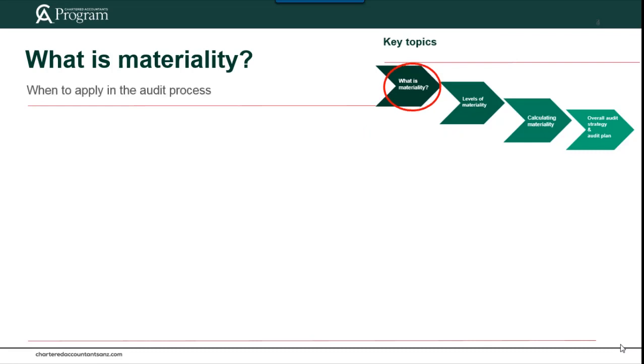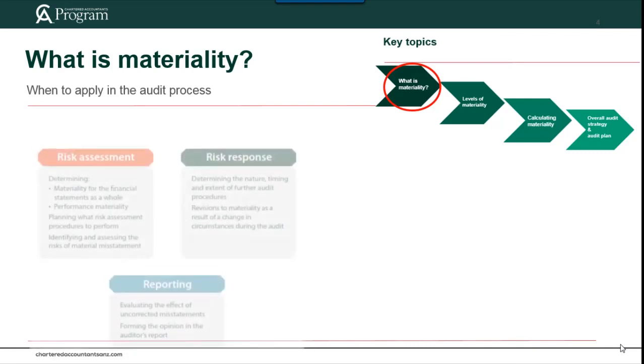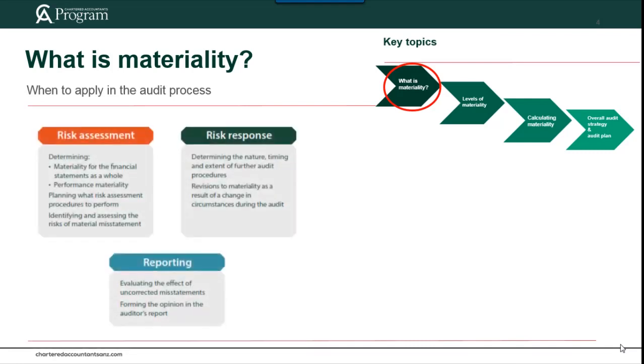An auditor is required to apply the concept of materiality throughout the audit process. This diagram shows how materiality is considered throughout the audit. Unit 5 specifically deals with how an auditor determines and applies materiality in the first two phases of an audit, that is, while planning the audit and performing the audit.